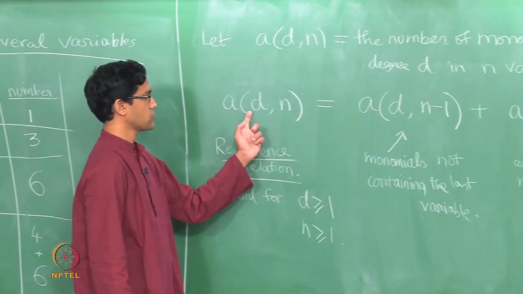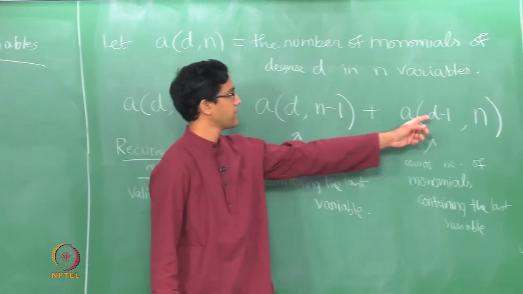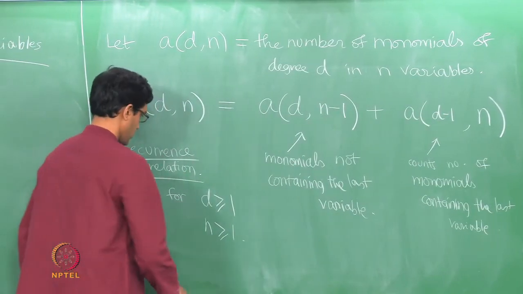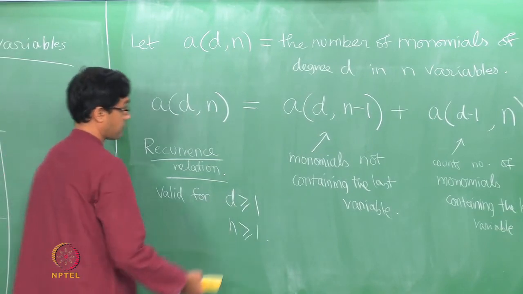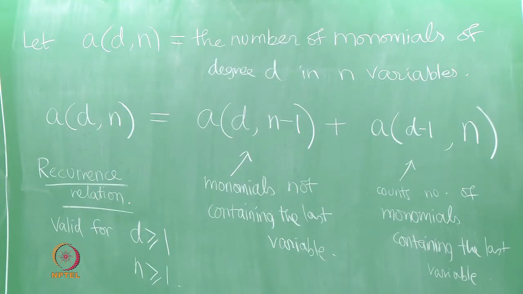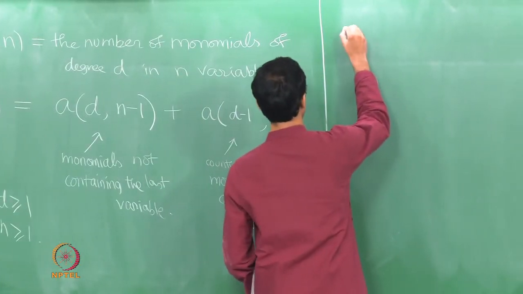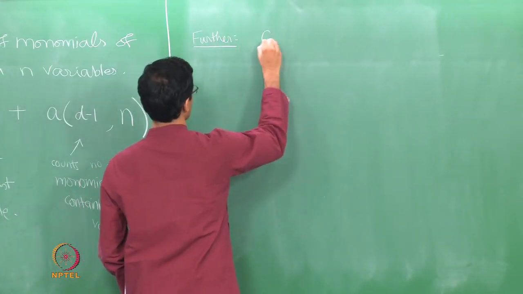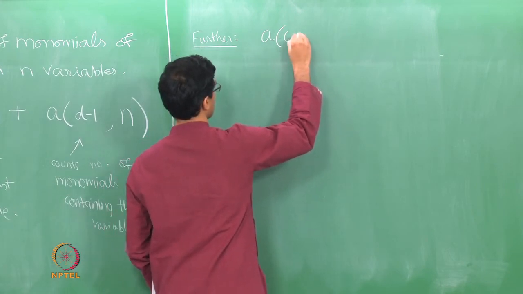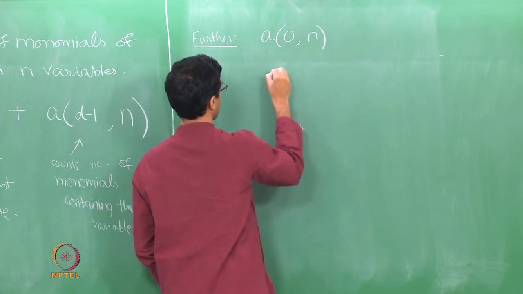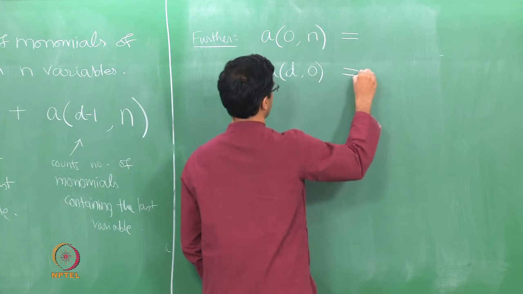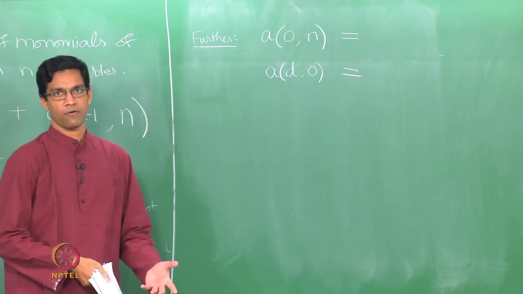Right, so on the right hand side I have d minus 1, which means this is at least 0, and I also have n minus 1 occurring, so it is at least 0. So now we have a recurrence relation which is valid for both d and n at least 1, and whenever you have a recurrence relation you need some initial conditions as well, meaning you need to know what happens when d is 0 or you need to know what happens when n is 0. Further we know the following things. So let me look at what is a of 0 comma n, and let me also ask what is a of d comma 0. These would be our initial conditions.